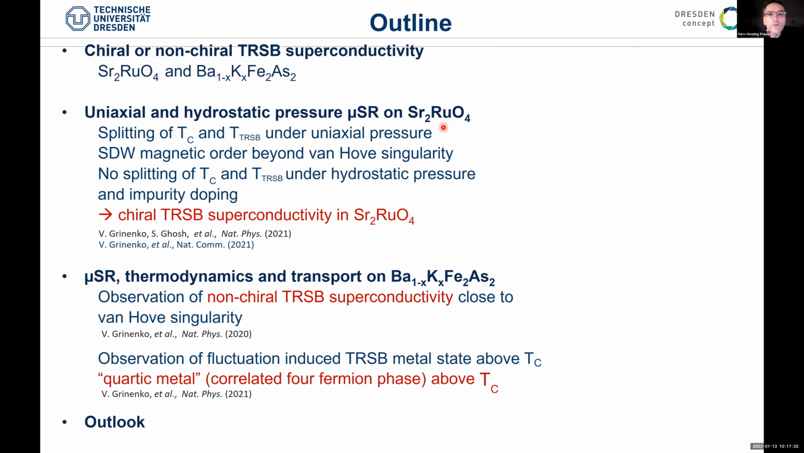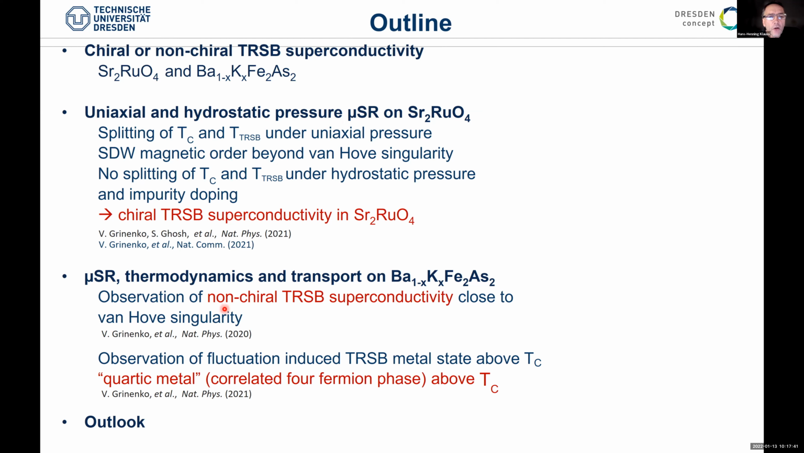Good. After this introduction, I will then come immediately to the results on the well-known, one of the first time reversal symmetry breaking superconductors at all, strontium ruthenate, and discuss our recent work in uniaxial and hydrostatic pressure work. And then in the second part, indeed, I will show also muSR data, but also a lot of thermodynamics and transport data on the barium potassium 122.